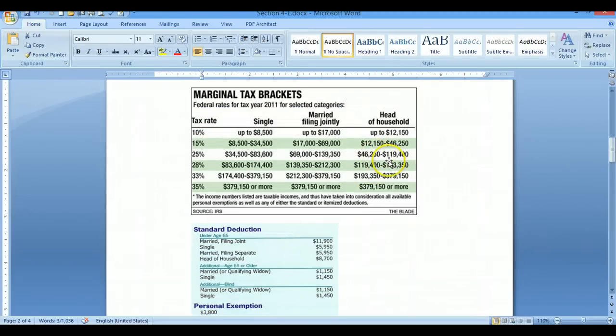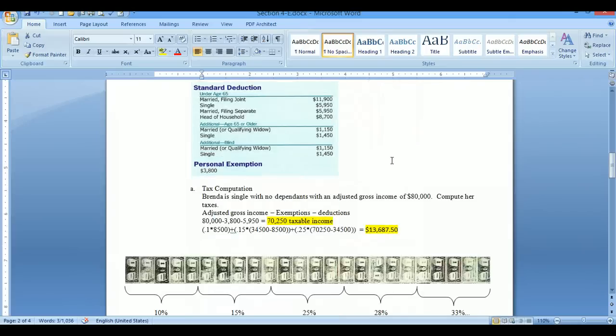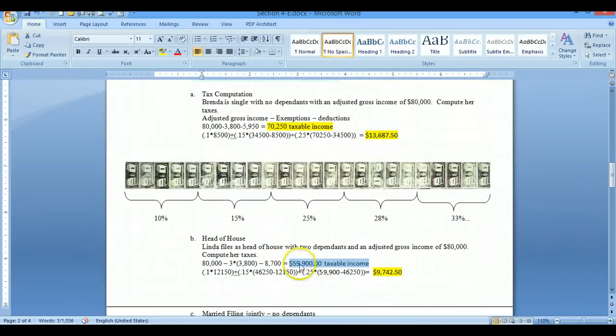25% goes up to $119,400, but she didn't make that much. She stopped hers at $59,000. So we're going to go from $59,000 down to the next tax bracket, which was $46,250 at 25%. Plugging all that into your calculator, or what I would do is just copy and paste into Excel. And since I haven't done that in this lecture, I'm going to go ahead and copy it in.